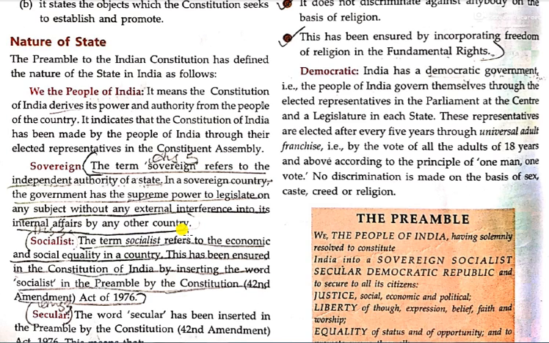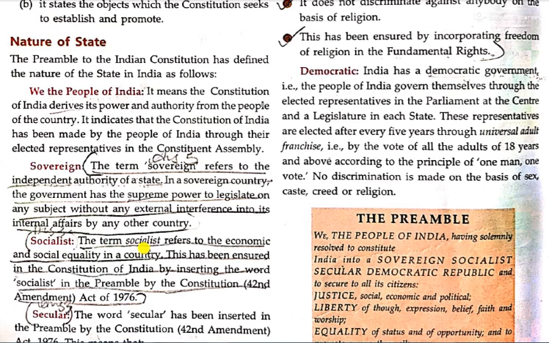So when a country is a sovereign country, then the government of that country has an ultimate power, a supreme authority to make laws on any affair, on any subject which is related to that country. It has the ultimate power to make laws on the affairs of that country, and no other external country can interfere in these matters. No country can interfere in the internal matters of the country. So that is the meaning of sovereign.